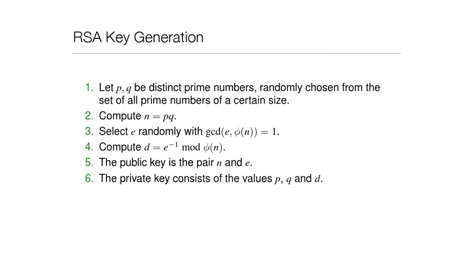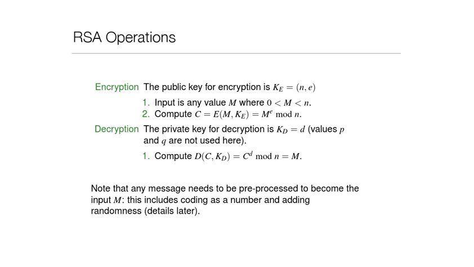According to the concept of the hardness of the factorization problem, once N is given, it is hard or nearly impossible to factorize N into P and Q. So this is kind of a one-way function. We can find P and Q and compute N, but given N, it is hard to compute P and Q, to factorize it into P and Q. Okay, this is how key generation takes place in the RSA algorithm.